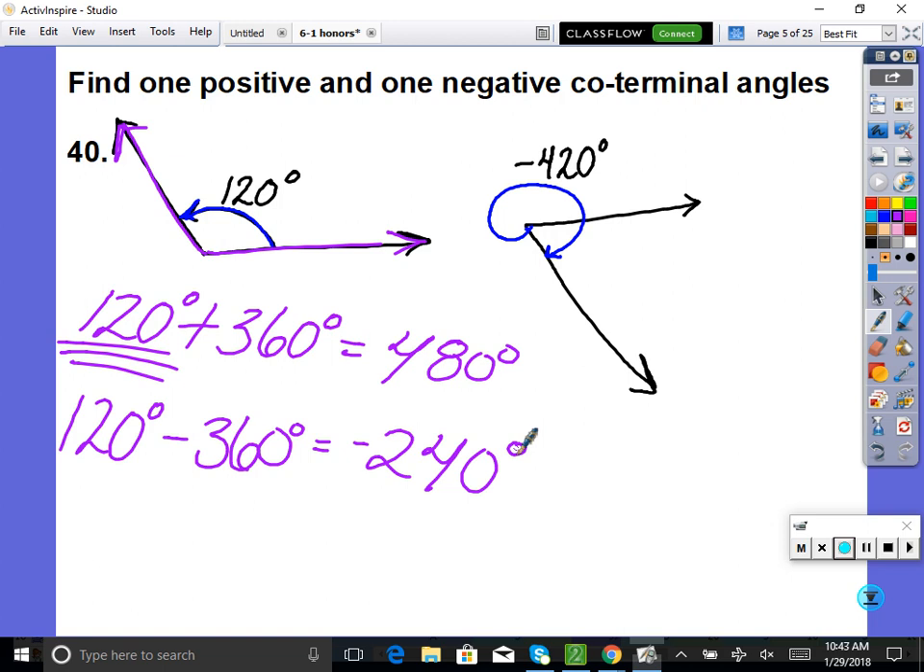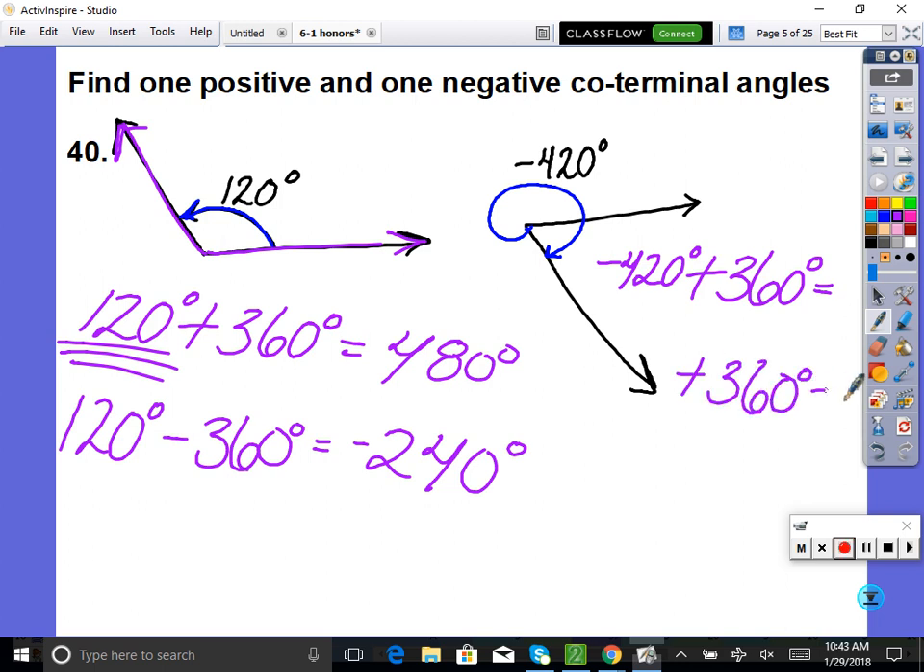So look at this one. A lot of people have a hard time with this. If we take negative 420 degrees, to get back into the positive angle, I would have to add 360, and I would still get a negative answer, wouldn't I, if I only added 360 once. So that would be considered a negative coterminal angle. But then I could add 360 again, and now I have a positive coterminal angle. So you can do it as many times as you need.